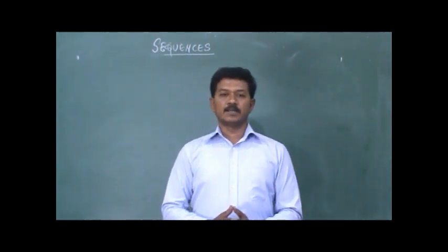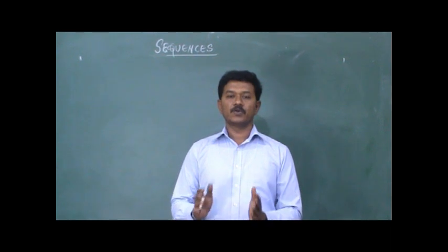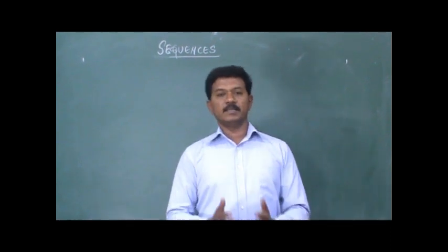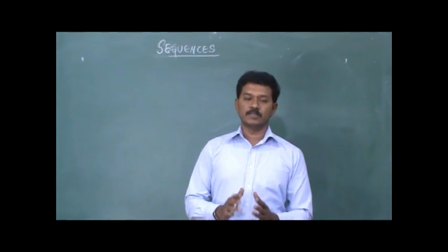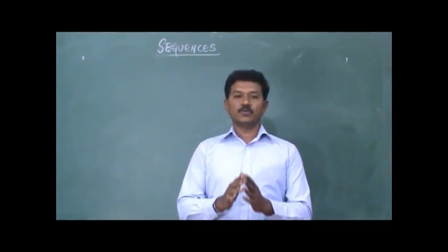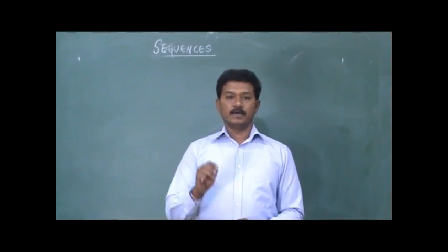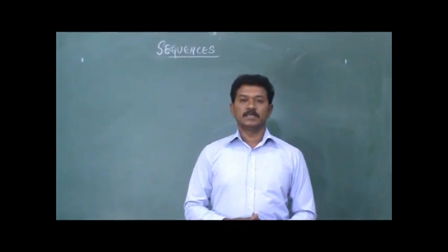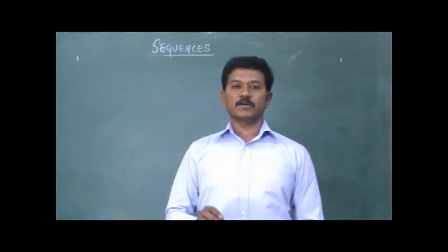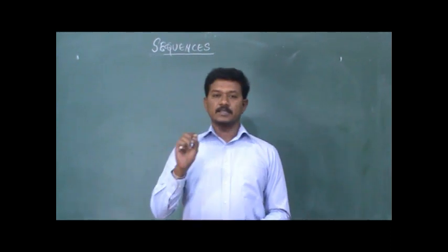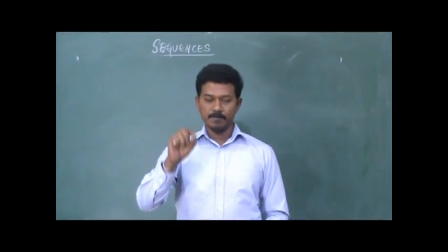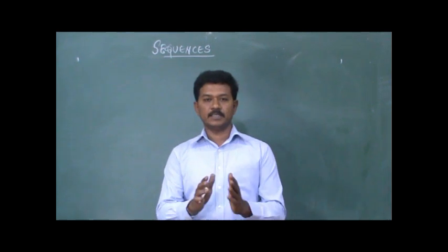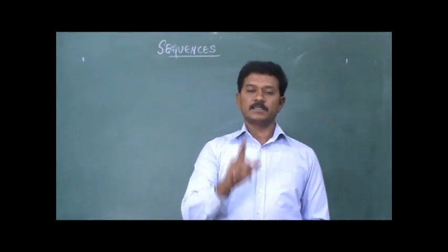A sequence is an orderly arrangement of numbers according to a given rule. There are infinite number of rules which can be made, and therefore there are infinite sequences. According to this, we have two types of sequences: one is finite sequence, another one is infinite sequence. What is a finite sequence? A sequence having finite number of terms is called a finite sequence, and the general form of a finite sequence is a1, a2, a3, a4, ..., an. So in a finite sequence you will have the nth term, that is the last term.